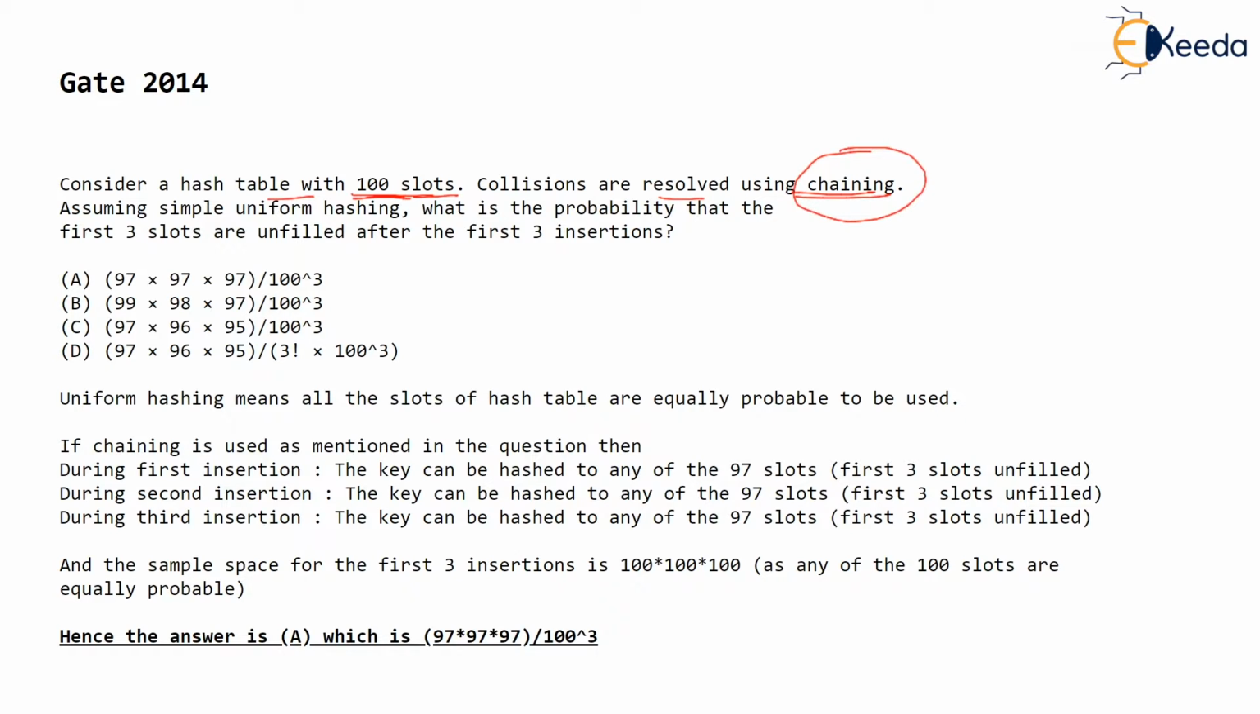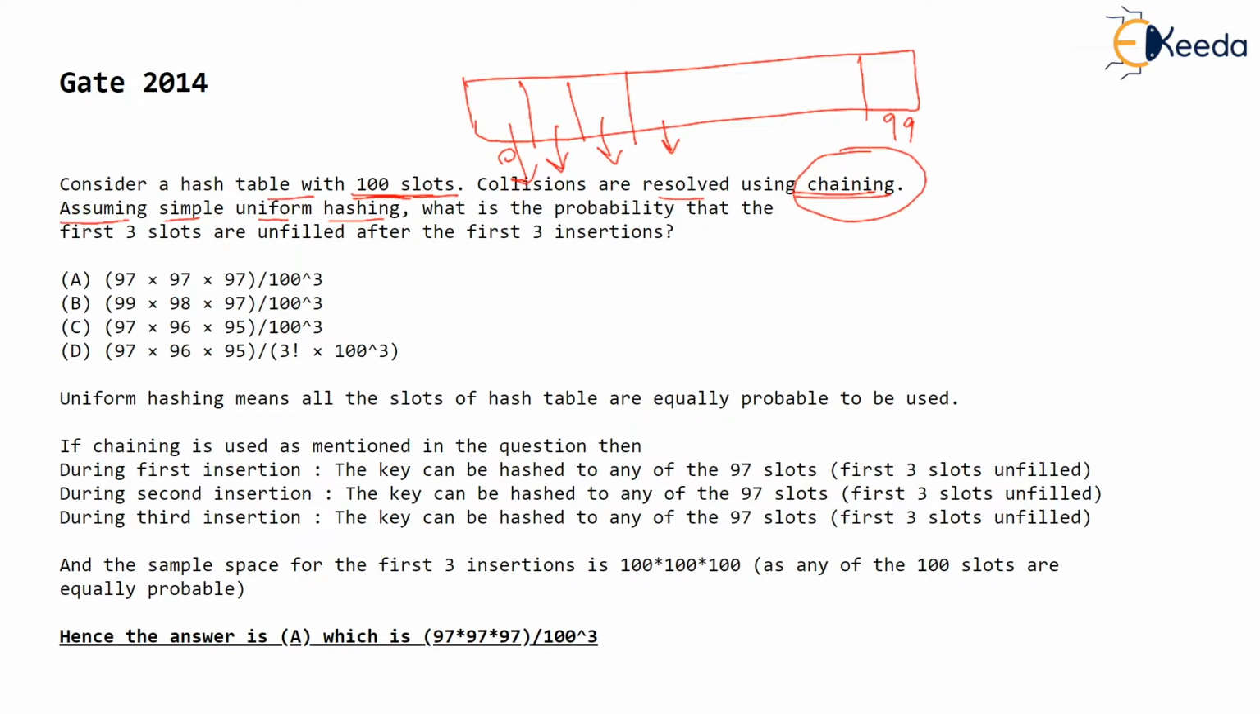That means if you assume a hash table here, the hash table has 0 to 99 elements, and each element in the hash table is a pointer. It's a pointer, and it will point to a linked list which stores the keys which are mapped to that particular address. The next point said is assume simple uniform hashing.